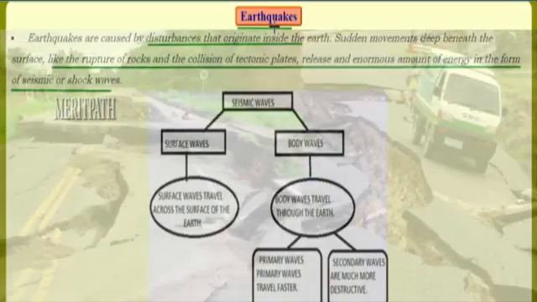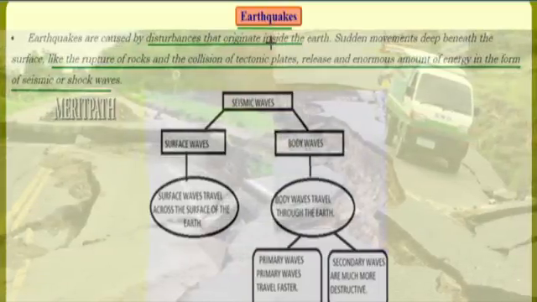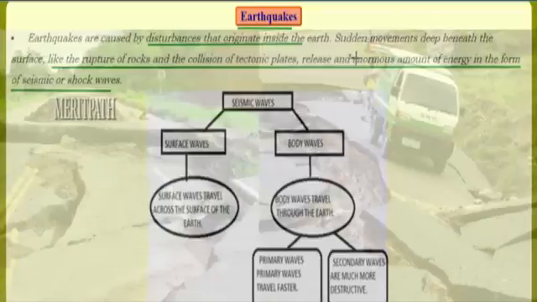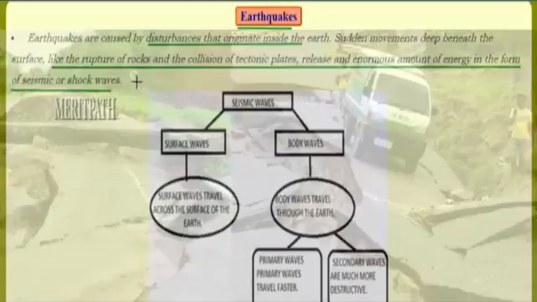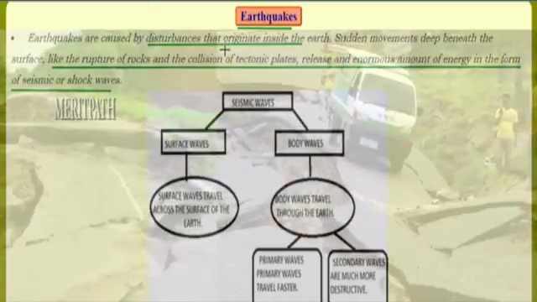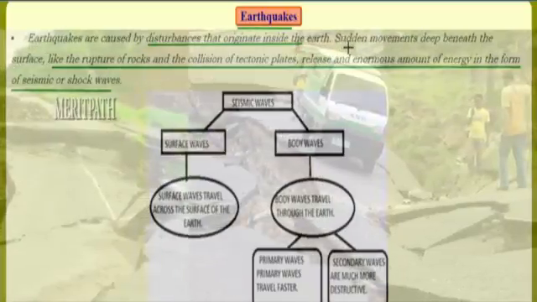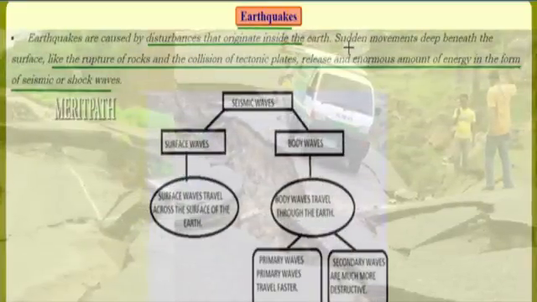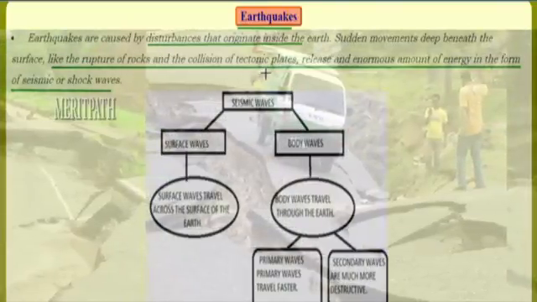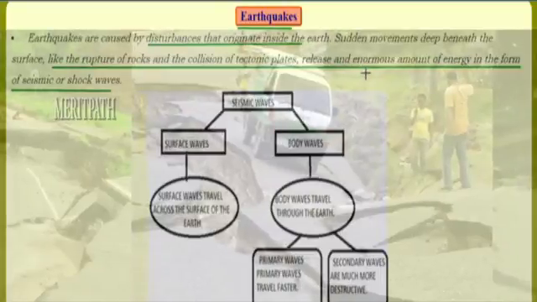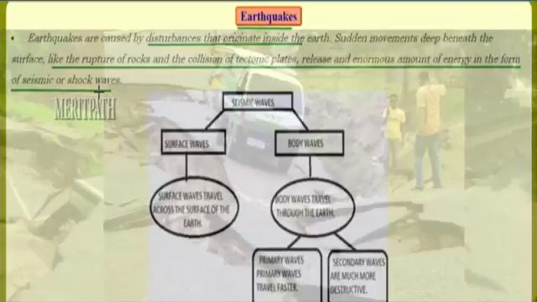Next is earthquakes. Earthquakes are caused by disturbances which arise inside the surface of the earth. An earthquake means a sudden movement beneath the surface of the earth, like a rupture. So what happens in the earth? There is rupture of the rocks, collision of the tectonic plates, and an enormous amount of energy is released in the form of seismic waves or shock waves.